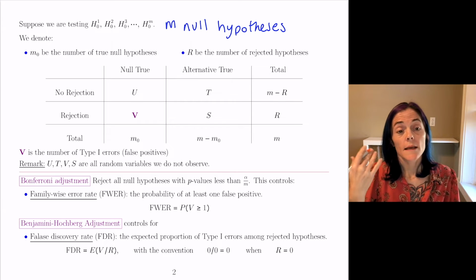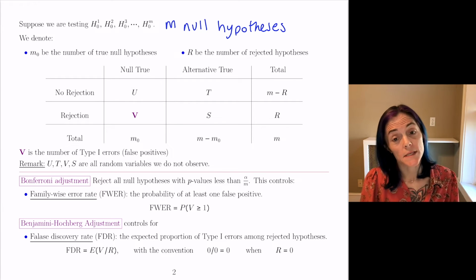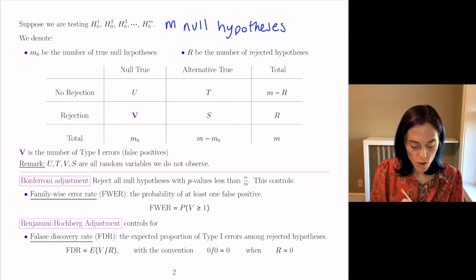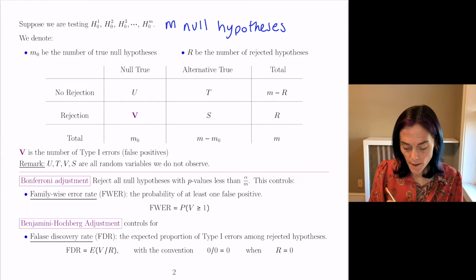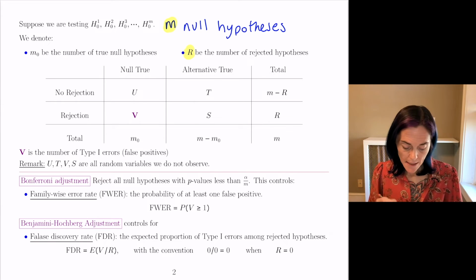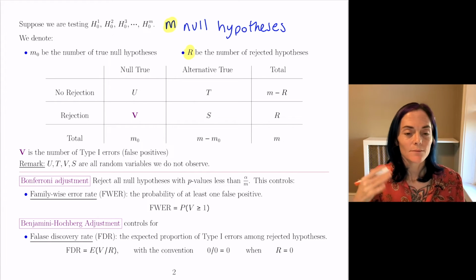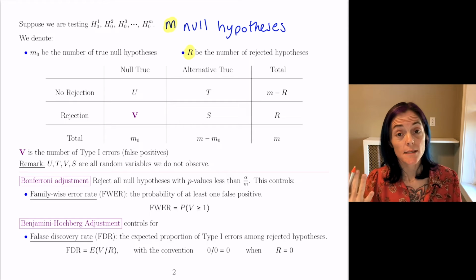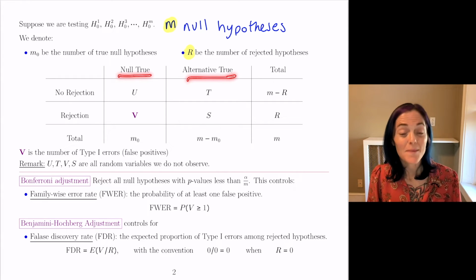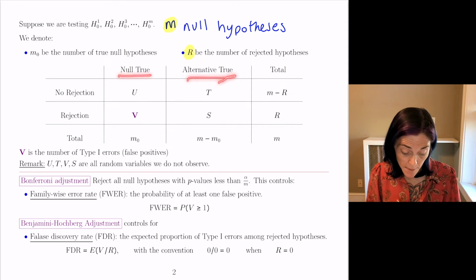M0 is the number of true null hypotheses. R is the number of rejected null hypotheses. So what do we know here? We know this number and we know this number. We don't know M0. And we can make this table, which is kind of like one we discussed when we were first discussing hypothesis tests, where maybe the null is true, maybe the alternative is true, and then maybe we reject and maybe we don't.